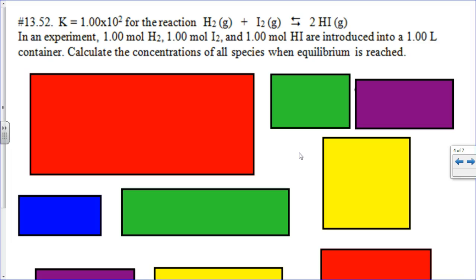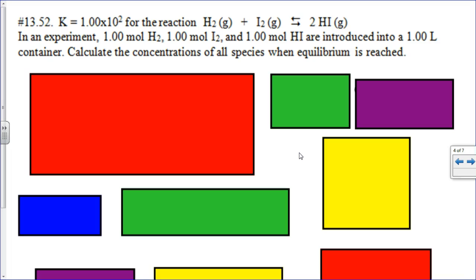So a couple things to think about in this problem to start off with. Number one, we have moles and we have a liter, and we can change them into concentrations. And the second thing is the wording of this question kind of gives it away a little bit, but it's asking us to calculate concentrations when equilibrium is reached, implying that we're currently not there.